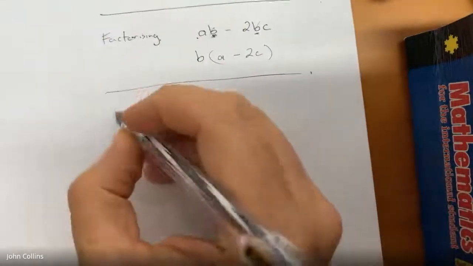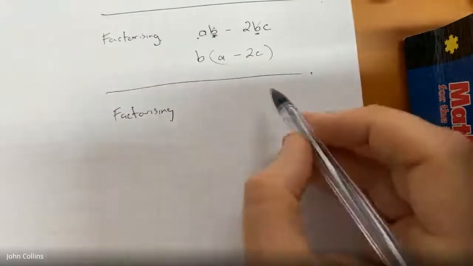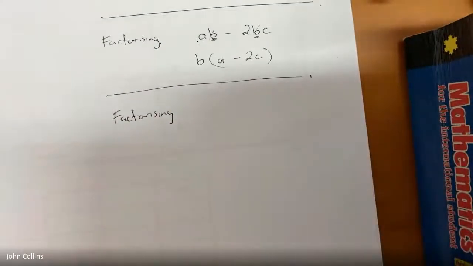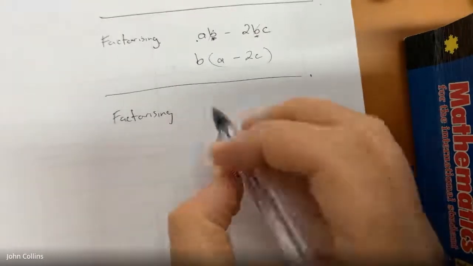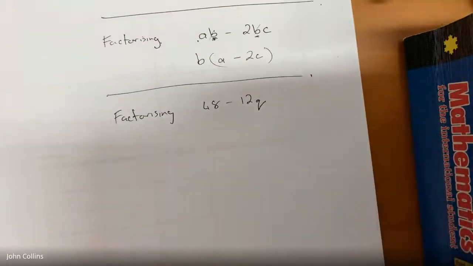All right, let's do another one. I want you to factorize. Let's take one from your worksheet. Okay. 48 minus 12q.